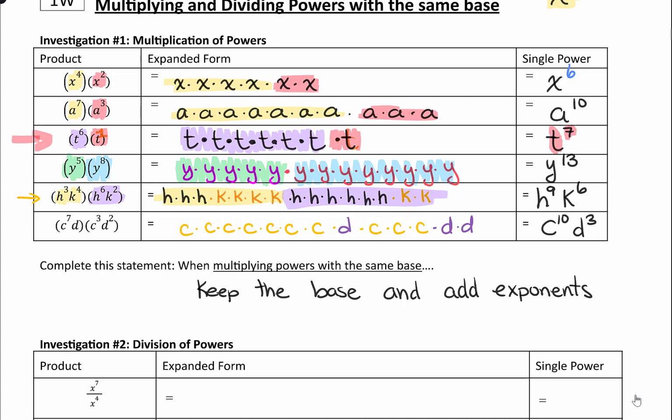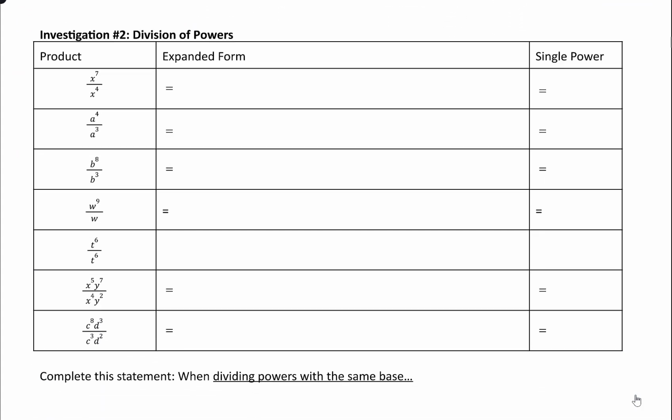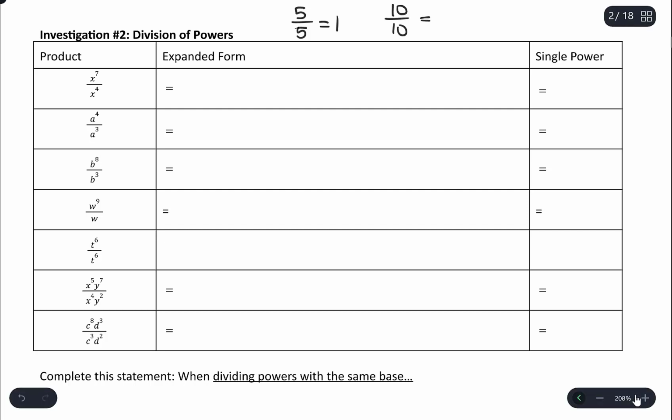Okay, so now let's investigate what we do if we're dividing powers. I'm just going to slide down here on our page, and we're going to have a new table. One thing we have to remember is that when we divide, if we have the same base in the numerator and denominator, they just simply divide to 1. For example, if I had 5 divided by 5, that's just 1. If I had 10 divided by 10, that's just 1. What if I had x divided by x? Well, the same rule applies: if it's the same base, these two will divide to 1.